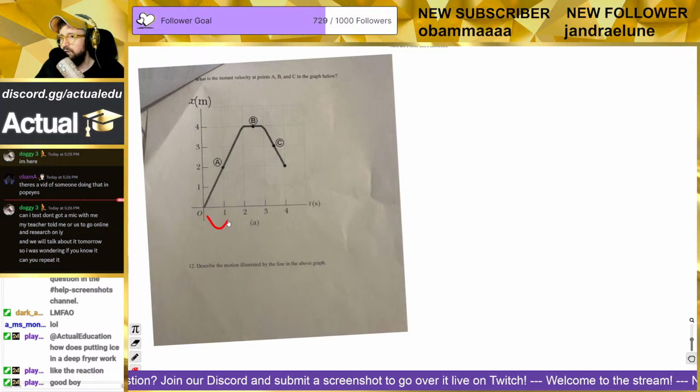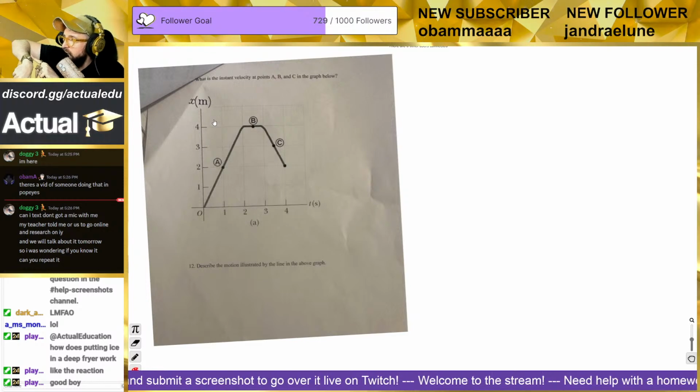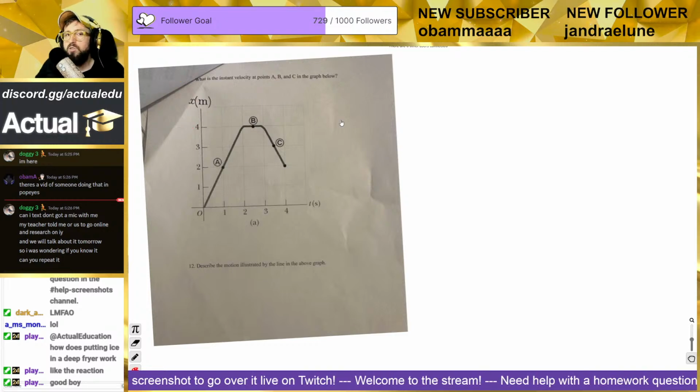Okay? So for instance, as my clock moves forward in time, as I'm watching my clock, this graph tells me what the position of something is. So for instance, at time equals 0, it's at position 0. At time equals 1, it's at position 2. At time equals 2, it's at position 4. At time equals 3, it's still at 4, right?